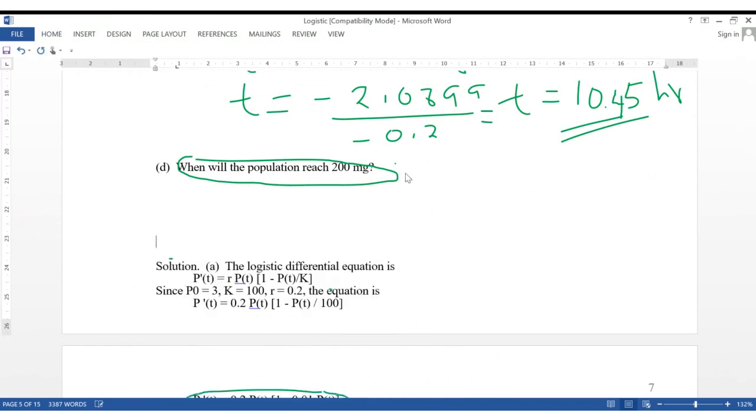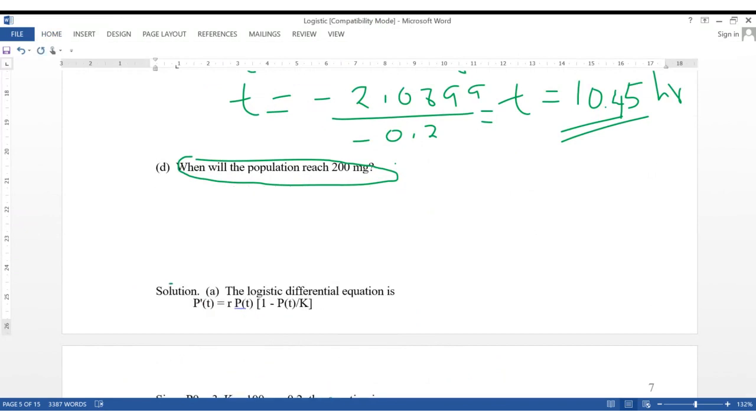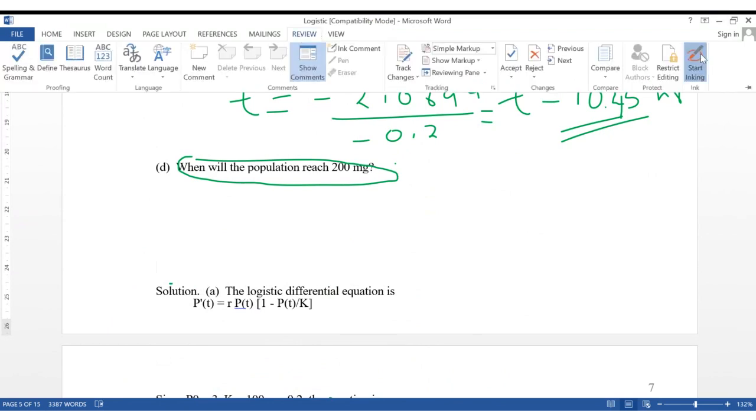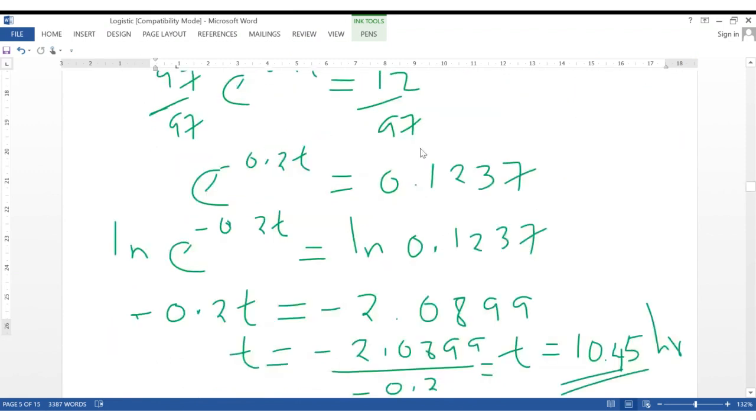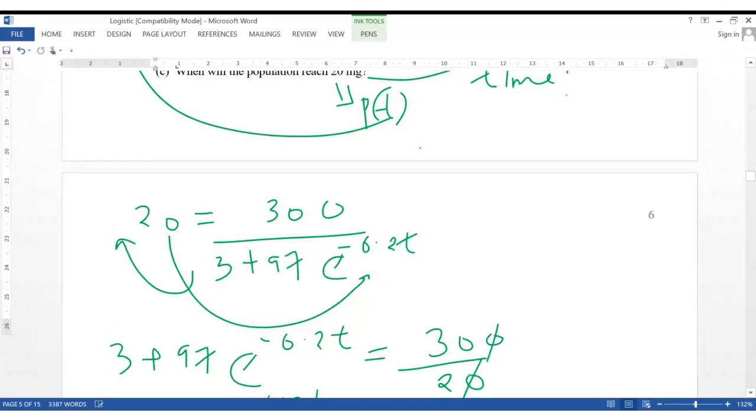So we'll just have to put the 200 on the left hand side. You solve this equation. 200 is equal to 300 all over, let me confirm the equation. It was 300, 3 plus 97.